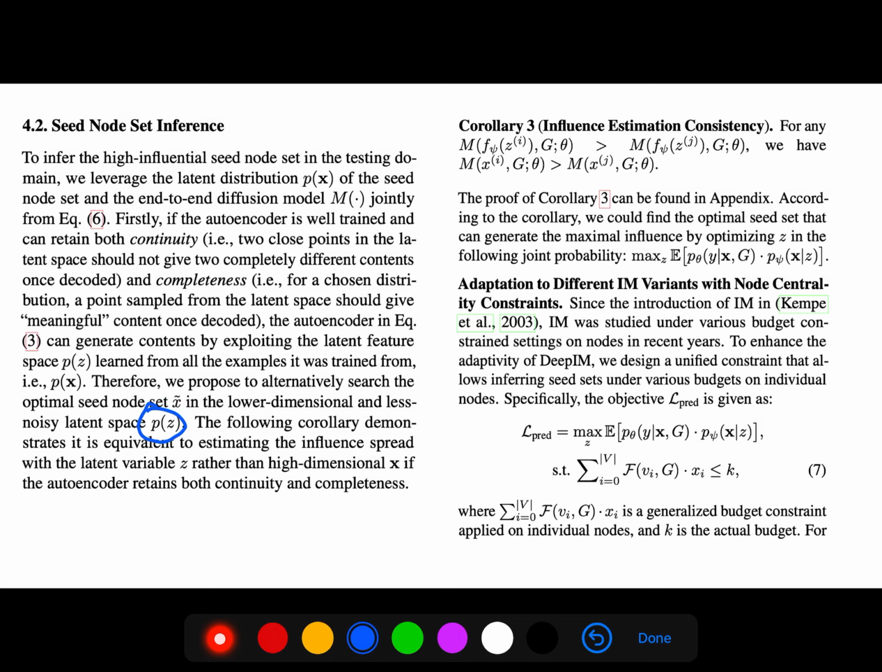Since the introduction of influence maximization in 2003, it has been studied under various budget constraint settings on nodes in recent years. To enhance the adaptivity of DeepIM, we design a unified constraint that allows inferring seed sets under various budgets on individual nodes. And this part is a generalized budget constraint applied on individual nodes. And K is the actual budget.